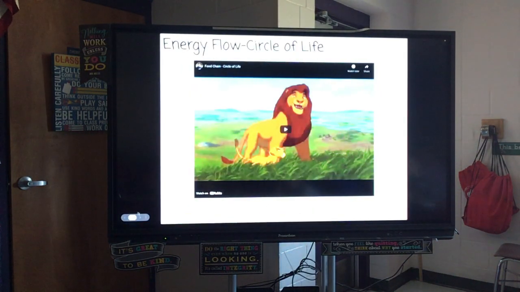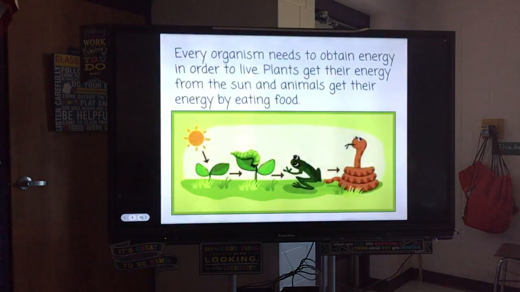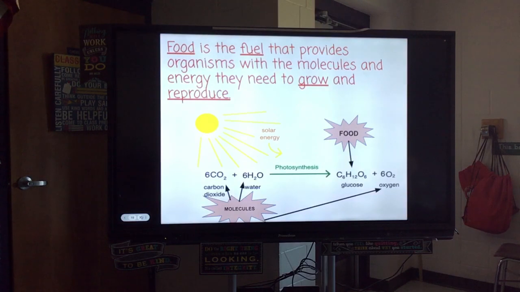Who knew? Disney's trying to teach us something. Exactly. Every organism needs to obtain energy in order to live. Plants get their energy from the sun, and animals get their energy by eating food. Food is the fuel that provides organisms with the molecules and energy they need to grow and reproduce.